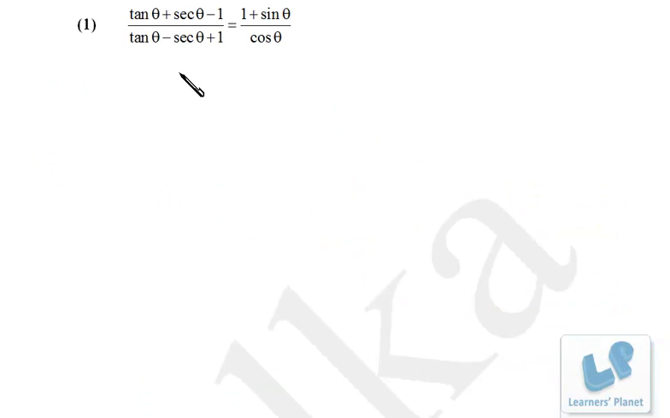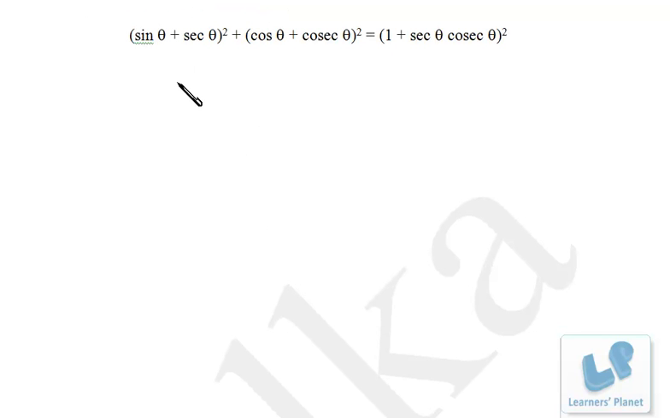Similarly, friends, this problem can directly be asked in exams, right? So in this case, you just have to put the value of 1 as sec square theta minus tan square theta, as we have discussed in the previous question, and proceed in the same manner, right? Now let's discuss the next question.